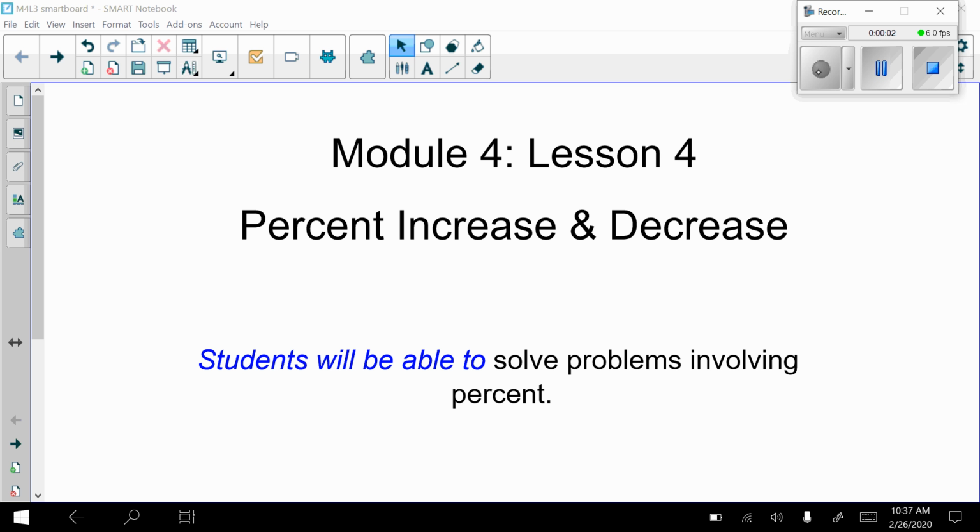Hi everybody, Module 4, Lesson 4, percent increase and decrease. Students will be able to solve problems involving percent.